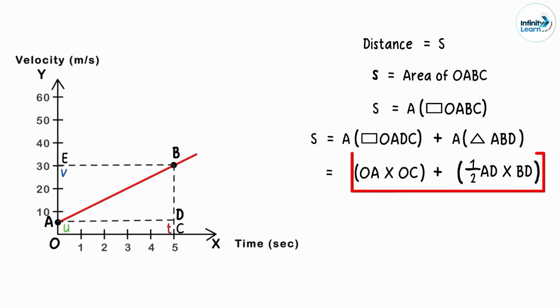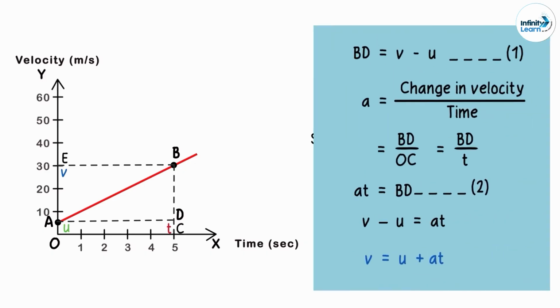Let's substitute OA, OC and BD. OA equals U, OC and AD equal T, and BD equals A times T. Do you remember how we'd got BD equals A times T in the last video? BD is nothing but the change in velocity, and acceleration is change in velocity over time taken. We get A equals BD over T, and hence BD equals A times T.